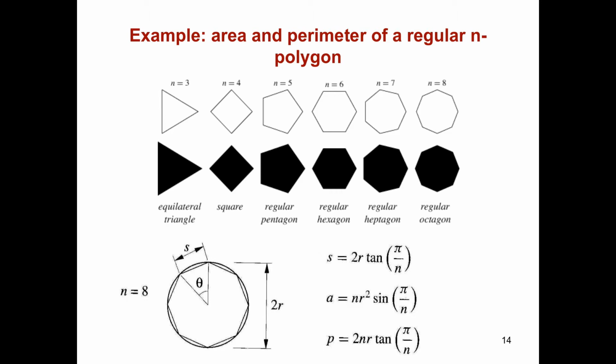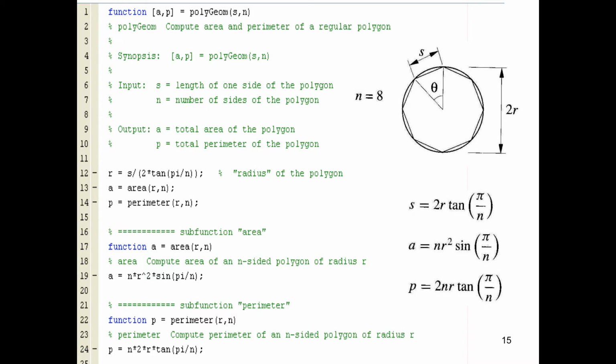So let me show one possible design of that function. I'll just walk you through it. So here, the function name is polygeom function, and it has this funny way of starting as a lowercase and then the next word as an uppercase. It's part of the design.